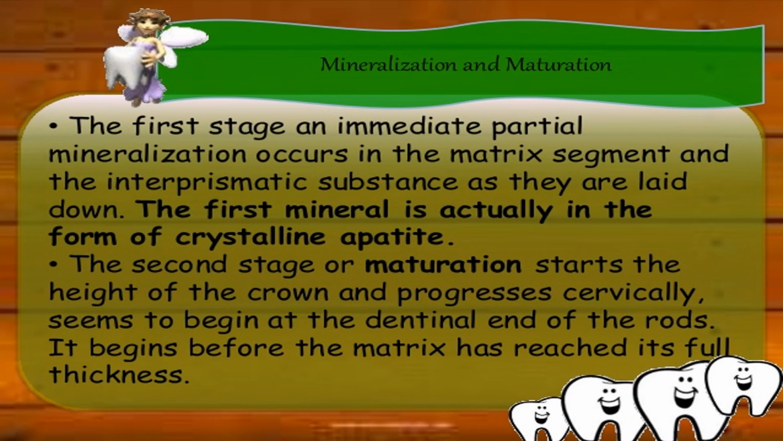The second stage of maturation starts at the height of the crown and progresses cervically. It seems to begin at the dentinal end of the rods. It begins before the matrix has reached its full thickness.